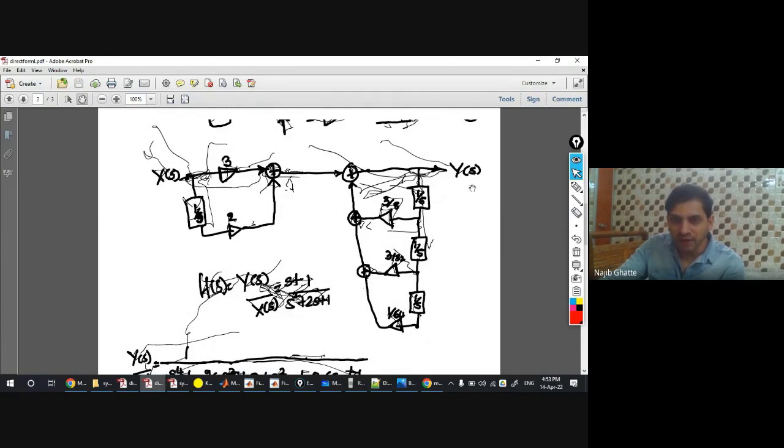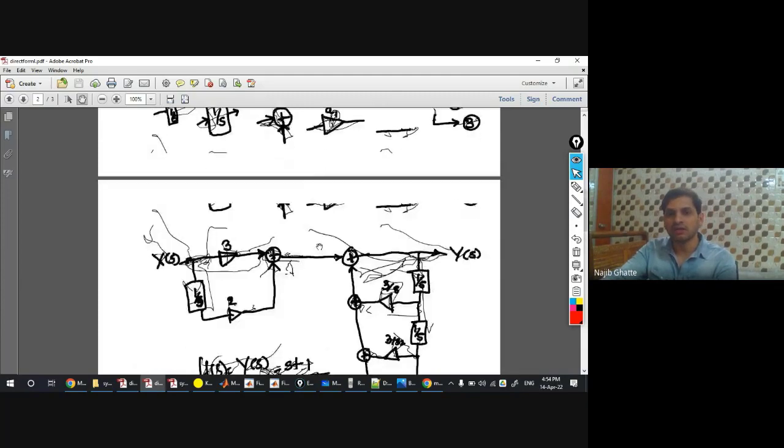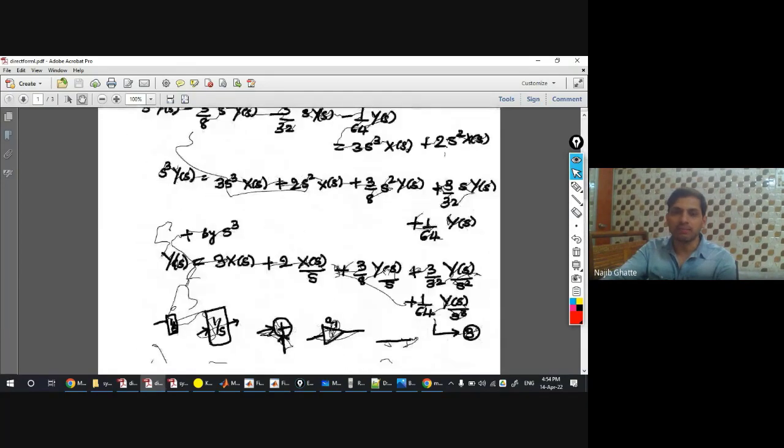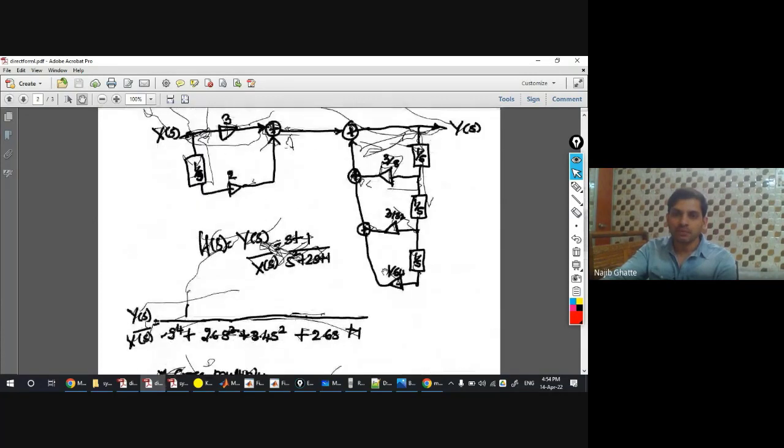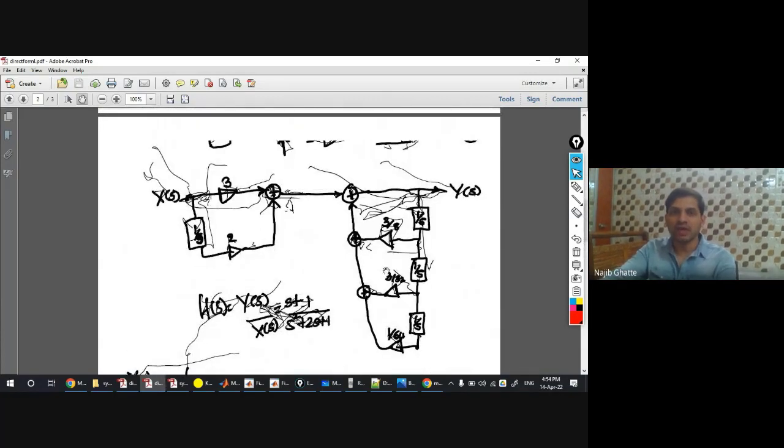So now I can have y of s given as 3 of x of s plus 1 upon s multiplied by 2 x of s, and lastly we have 3 by 8 of y of s, 3 by 32 y of s, 1 by 64 y of s with 1 upon s, 1 upon s square and 1 upon s cube, and this is what we call DF1 or direct form 1 of the given differential equation in time domain. I hope you have understood how DF1 has to be drawn.